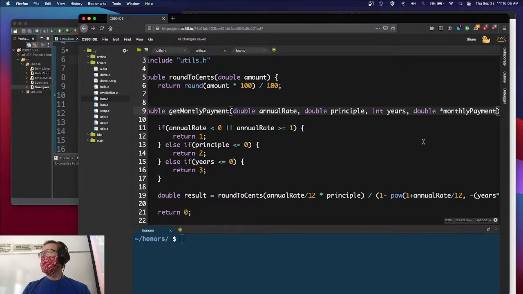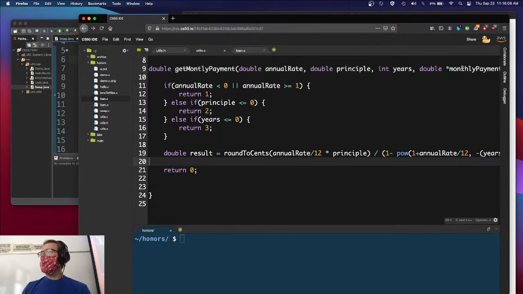Okay. Once I've got the result, how do I get that into this variable? Monthly payment is equal to result. Is that correct?